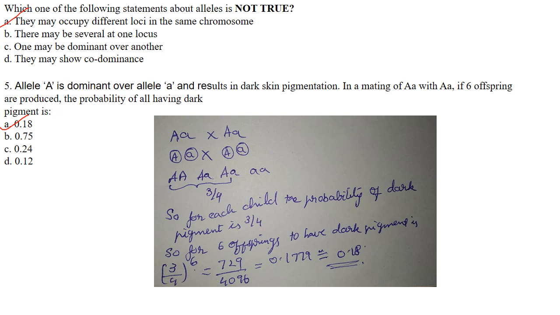Then next one. Allele capital A is dominant over allele small a and results in dark skin pigmentation. In a mating of capital A small a with capital A small a, if 6 offspring are produced, the probability of all having dark pigment is. So capital A small a is crossed with capital A small a, heterozygous. They produce 2 types of gametes each. These are the offspring that are produced. For each child, the probability of dark pigment is 3/4. So for 6 offspring to have dark pigment, it is 3/4 raised to 6. That will be 0.18 approximately. So the answer is option A.